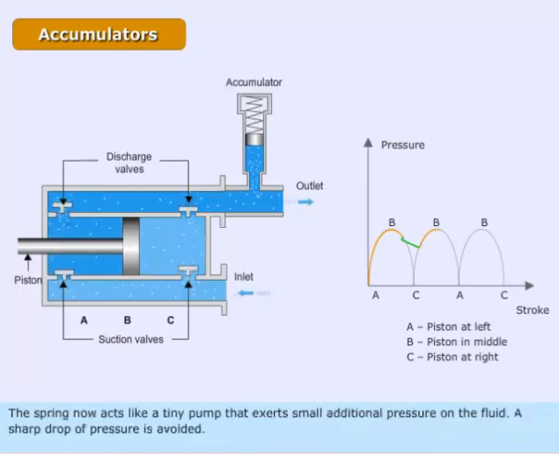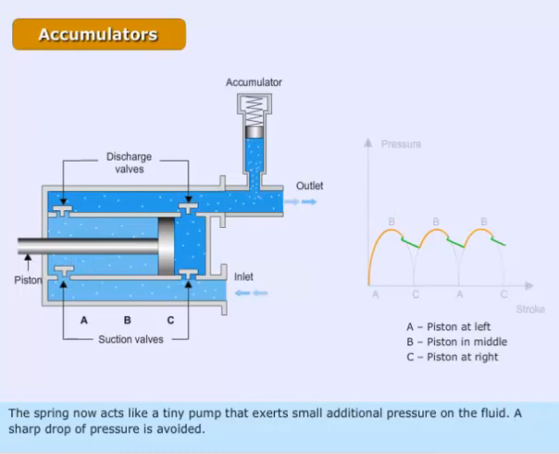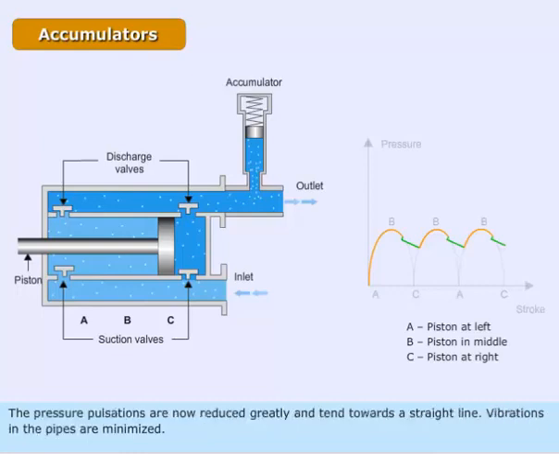The spring now acts like a tiny pump that exerts small additional pressure on the fluid. A sharp drop of pressure is avoided. The pressure pulsations are now reduced greatly and tend towards a straight line. Vibrations in the pipes are minimized.